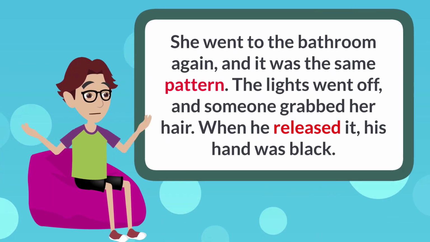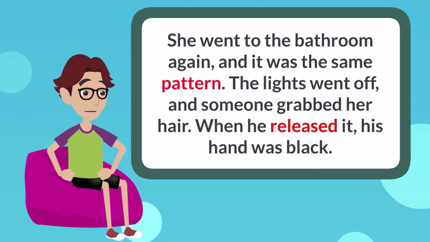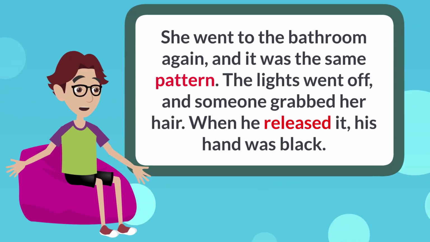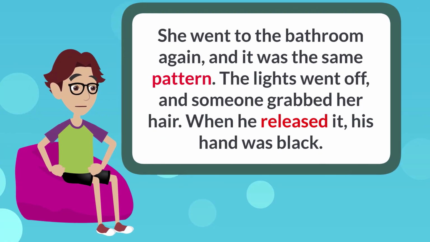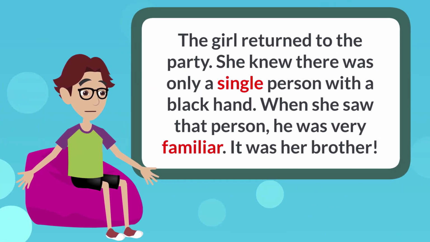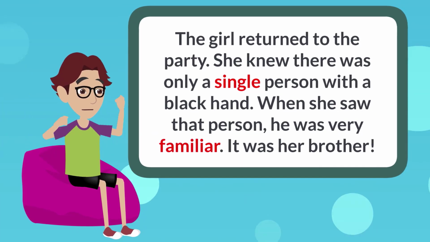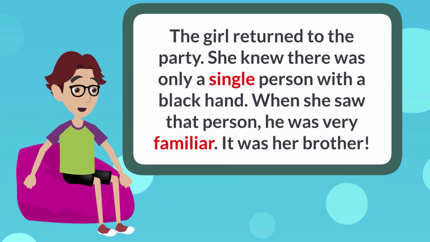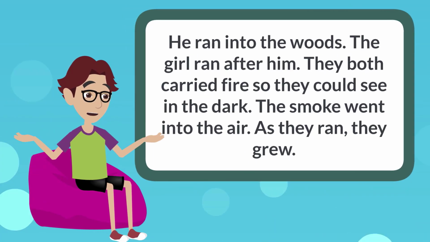She went to the bathroom again, and it was the same pattern. The lights went off, and someone grabbed her hair. When he released it, his hand was black. The girl returned to the party. She knew there was only a single person with a black hand. When she saw that person, he was very familiar. It was her brother. He ran into the woods.